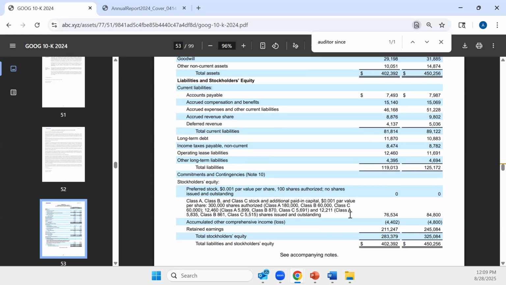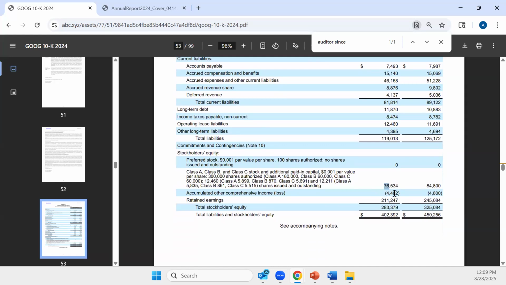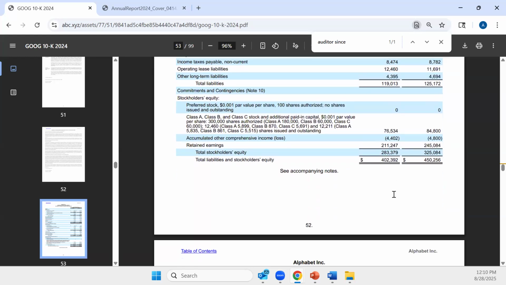they'll list it out differently for each type of share class. And then this is the things that we were talking about before. So the retained earnings or accumulated other comprehensive income or loss. This accumulated other comprehensive income is a more intermediate accounting topic, but the retained earnings we will cover in this course. That's just the total amount of money that the business has made that has remained in the business, right?